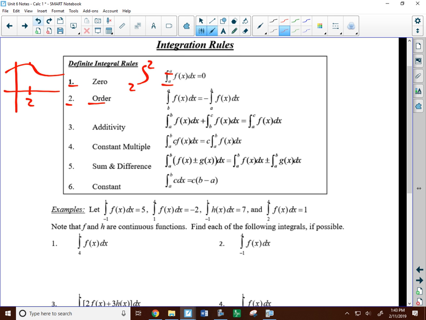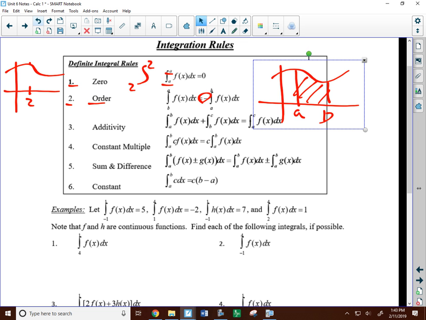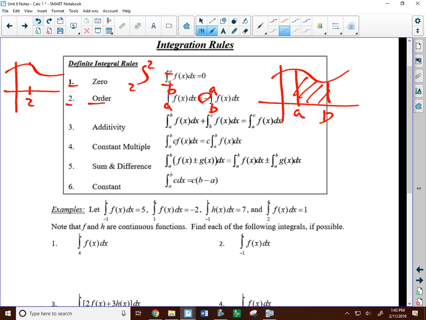The second one, the order property. I like this one. If you're integrating from B to A, that's equivalent to integrating from A to B, but making it negative. So you flip the order and make it negative. Let me show you an example. Here I did A to B. On mine here, I'm going to temporarily change this. I did A to B, so it'll be negative B to A.